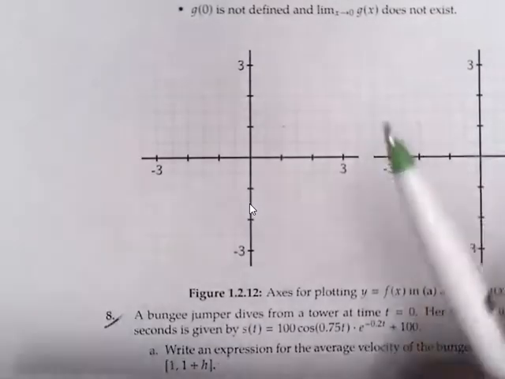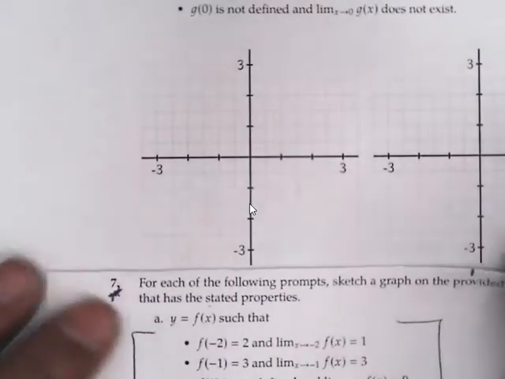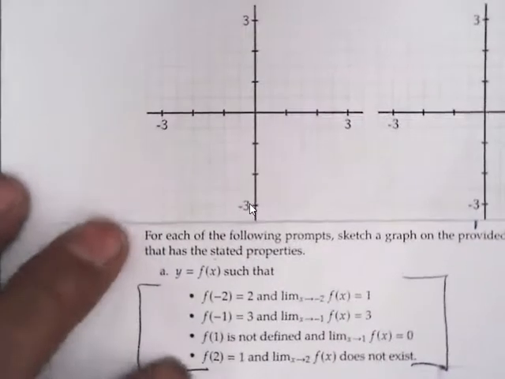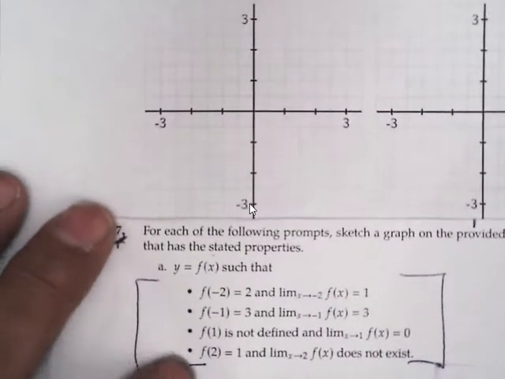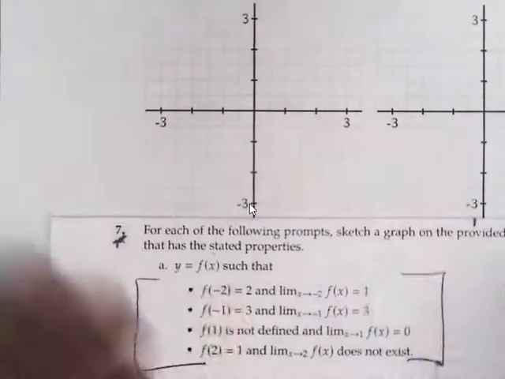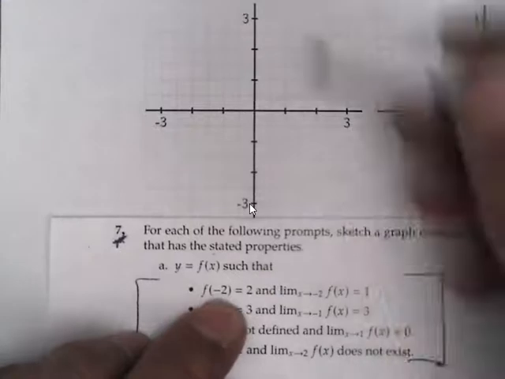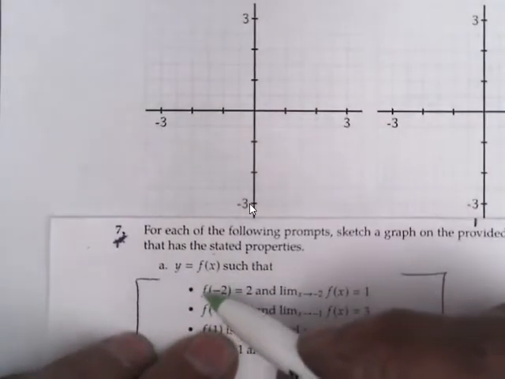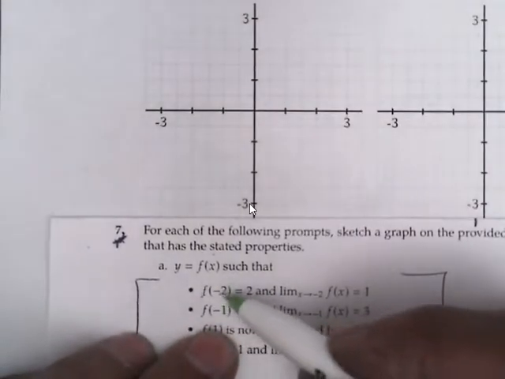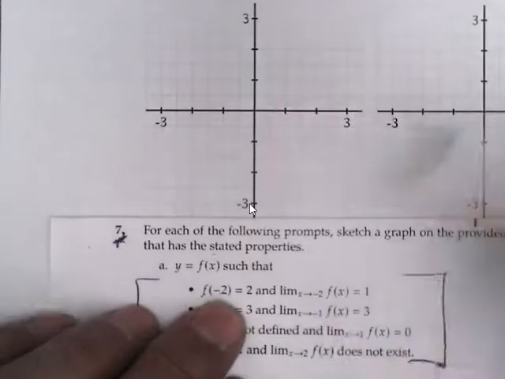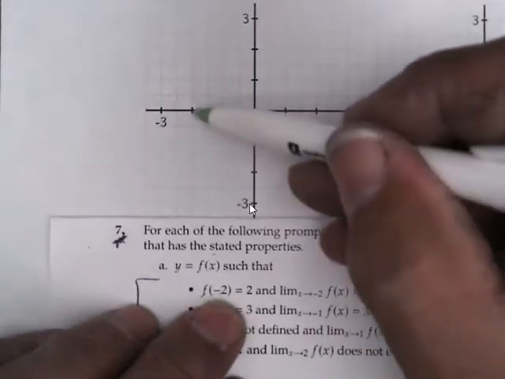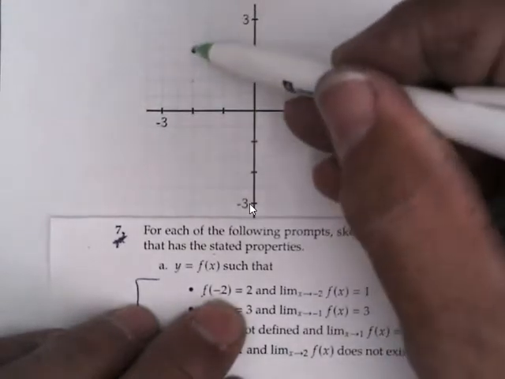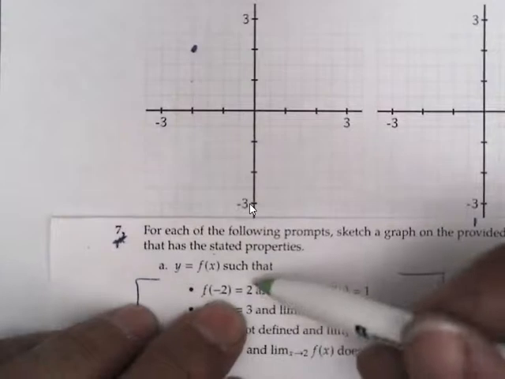And put it under my graph so I can look at those rules and make the graph. Okay. f of minus 2 is 2. So the height of the function, the value of the function at minus 2 is 2. So when x is minus 2, we're at 1, 2. So that satisfies this one.